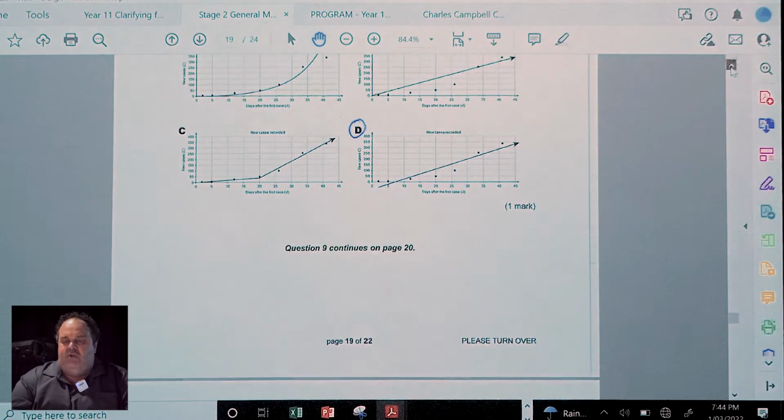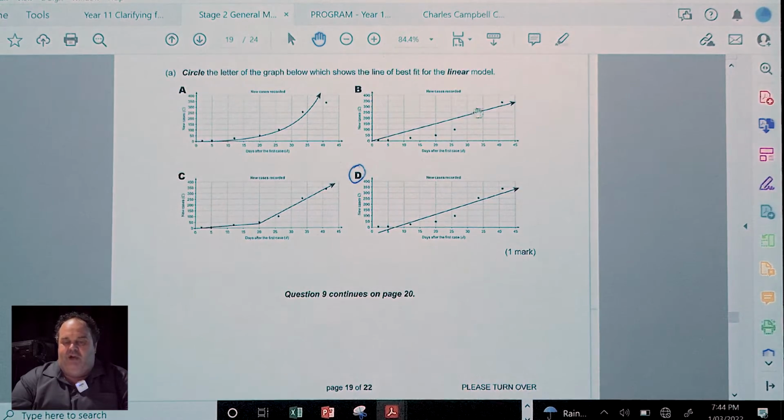The other thing to look at is with the line of best fit for a linear model, this one here, most of the dots are below the line. There's only this one dot above and this one that's sort of sitting on it. So most of these dots are well below, whereas they should be about evenly spread around that line. So that's why D is the best option. Clearly A and C aren't, because they're not linear models.